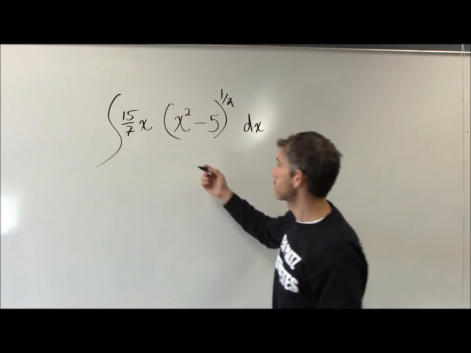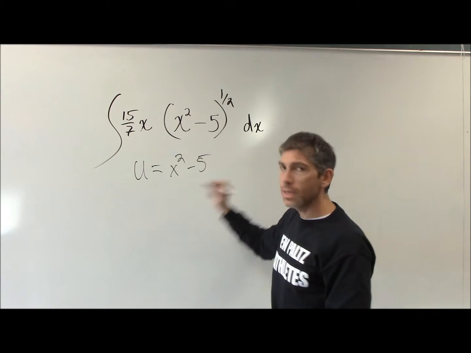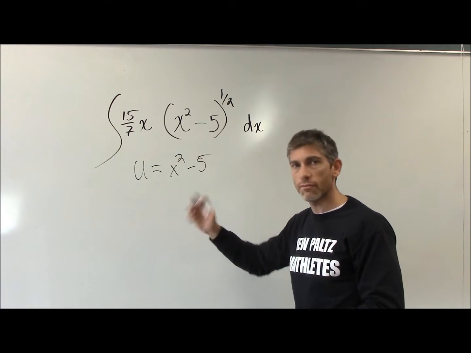Okay, so I'm going to attempt U-substitution, pick my U, and I like to think about it as the piece that would need the chain rule if I did my derivative.